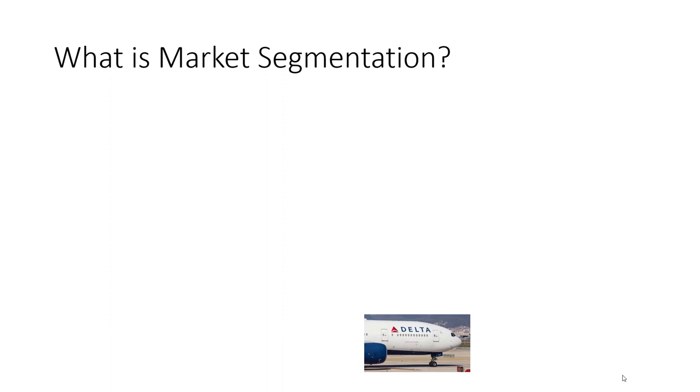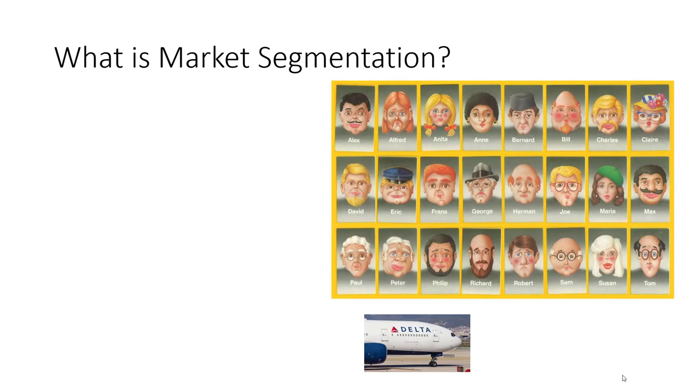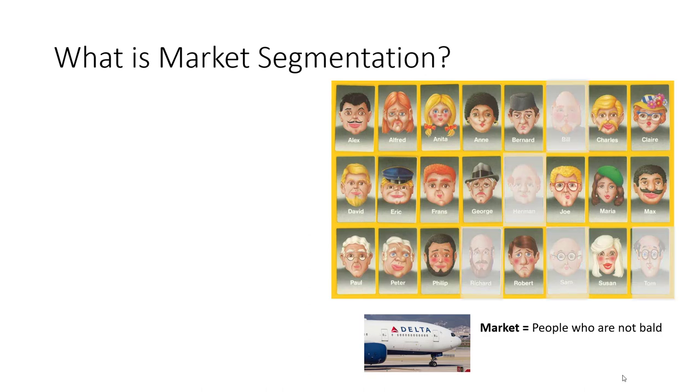Let's imagine that we're Delta Airlines and we need to segment our market. And we'll use the characters in the game Guess Who as representatives of our market. Well, first, of course, we have to define the market overall. And perhaps Delta might say the market is people who are not bald. So immediately we just exclude Richard, Sam, Herman, Bill, and Tom from our marketing segmentation scheme. Sorry, guys. And then in dividing up the market, Delta could characterize segment A as people that have blue eyes.